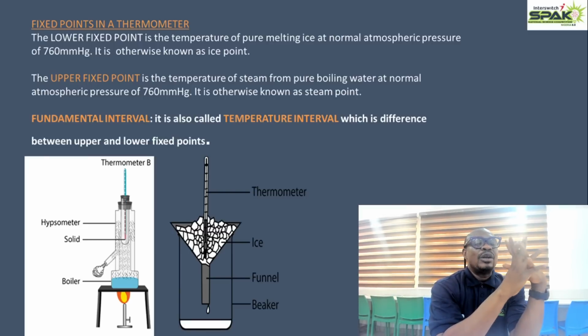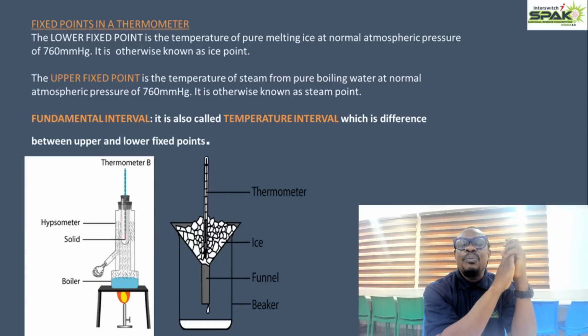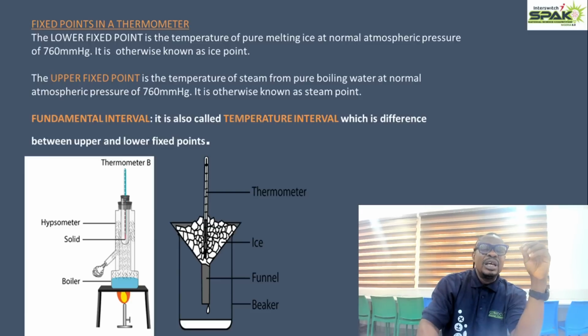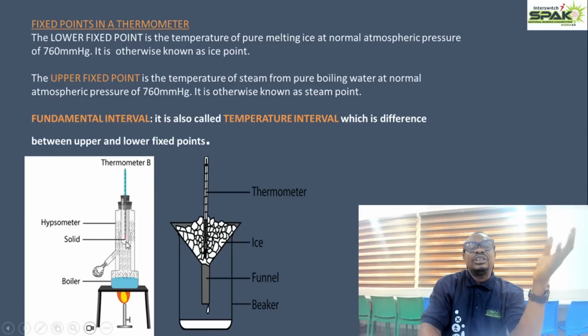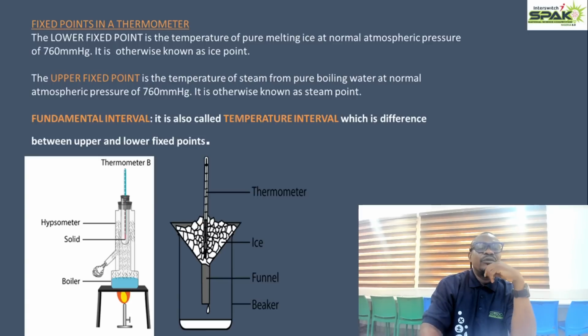And when you talk about the upper fixed point, it is the temperature of steam from pure boiling water. Please, it is not the temperature of the boiling water, it is the temperature of the steam, because steam is the purest form of water. So you are taking the temperature of steam and not of the boiling water, at normal atmospheric pressure of 760 mm mercury. That term for the upper fixed point is called the steam point, which is 100 degrees Celsius.